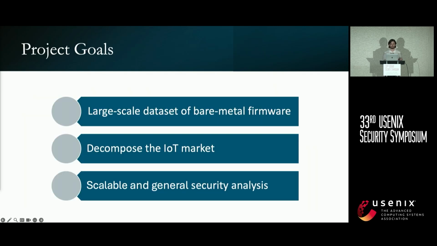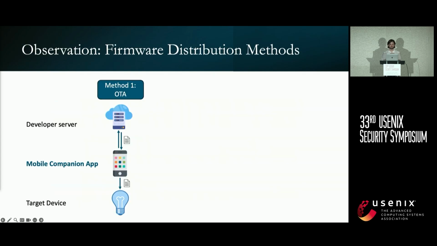So our goals for this project are: first, gather an extensive bare metal firmware dataset to offer the community a diverse resource for studying the security of the IoT ecosystem. Second, decompose the IoT market to identify the most popular vendors and architectures, and perform a scalable and general security analysis on the collected images.